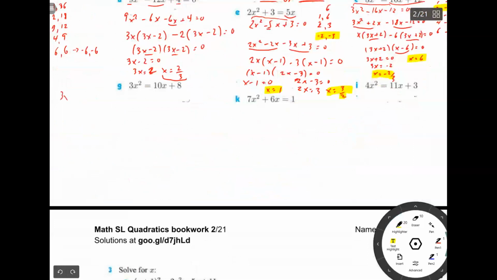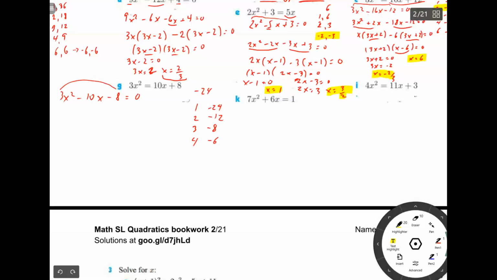First step, once again, is to put everything on the left side. So subtract 10x from both sides, subtract 8 from both sides, and we end up with equals 0 on the right side. Then we multiply together 3 and 8, which gives us negative 24. And then we figure out all the factor pairs which give us negative 24, which are 1, negative 24, and vice versa. 2 and negative 12, vice versa. 3, negative 8, vice versa. 4, negative 6, vice versa. And that's it, right? Okay.